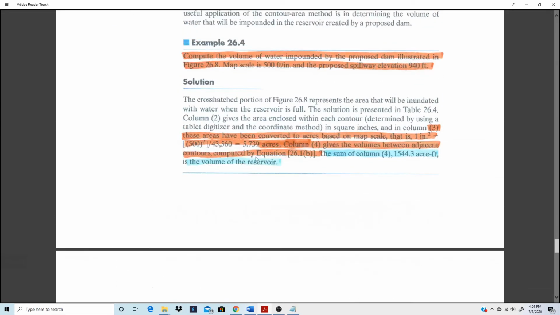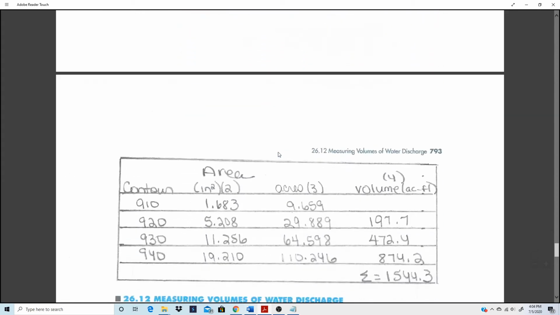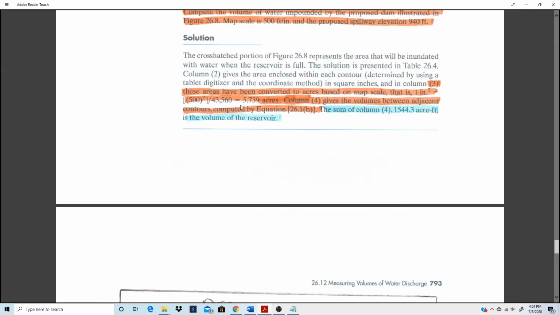So I'm going to do 500 squared and divide that by 43,560. And that gives me 5.739. So there's the conversion right there. They take that 5.739 and multiply it by each of these areas that they had calculated by the planimeter. So if I times that by 1.683, you'll see that's 9.659. So you would multiply the 5.208 by the 5.739.